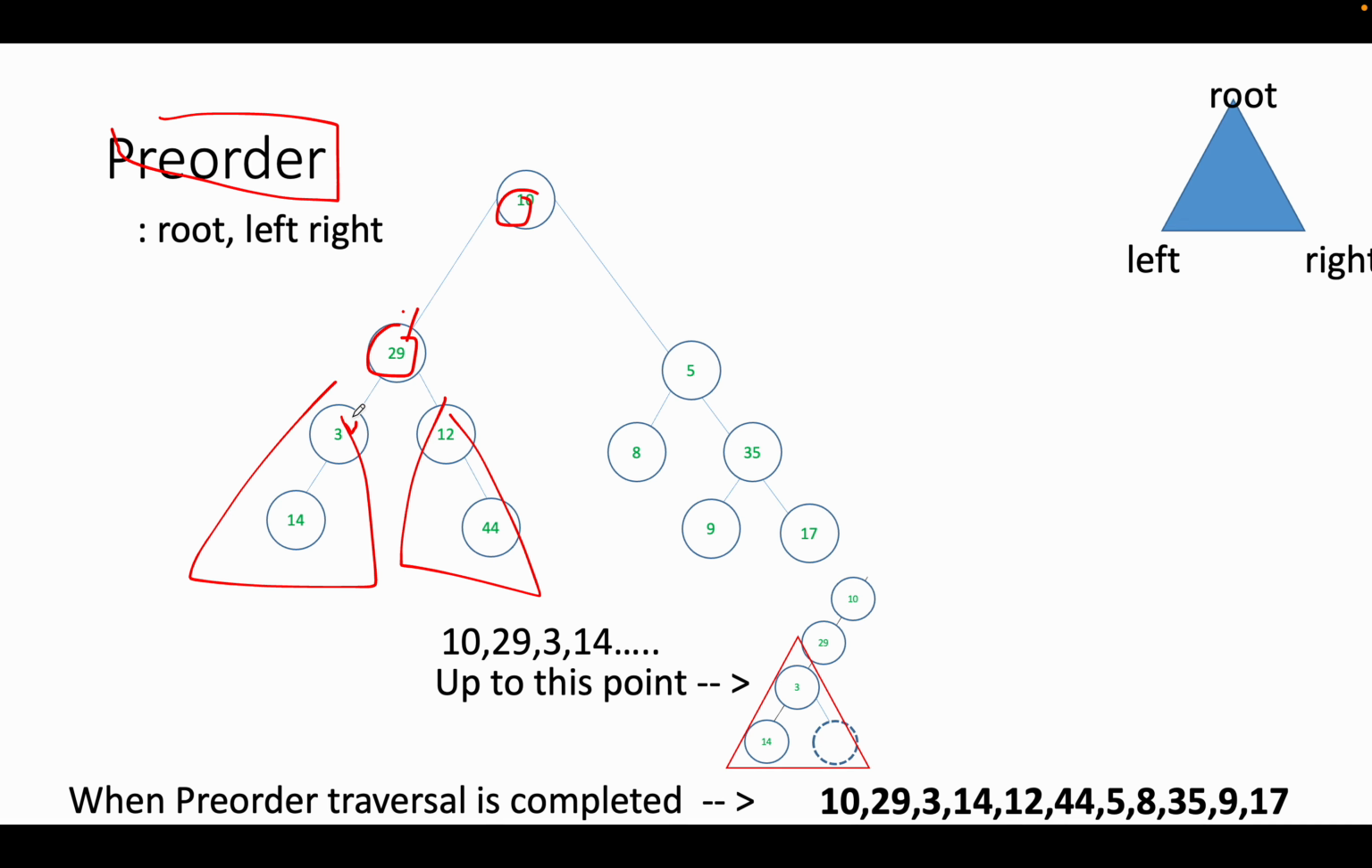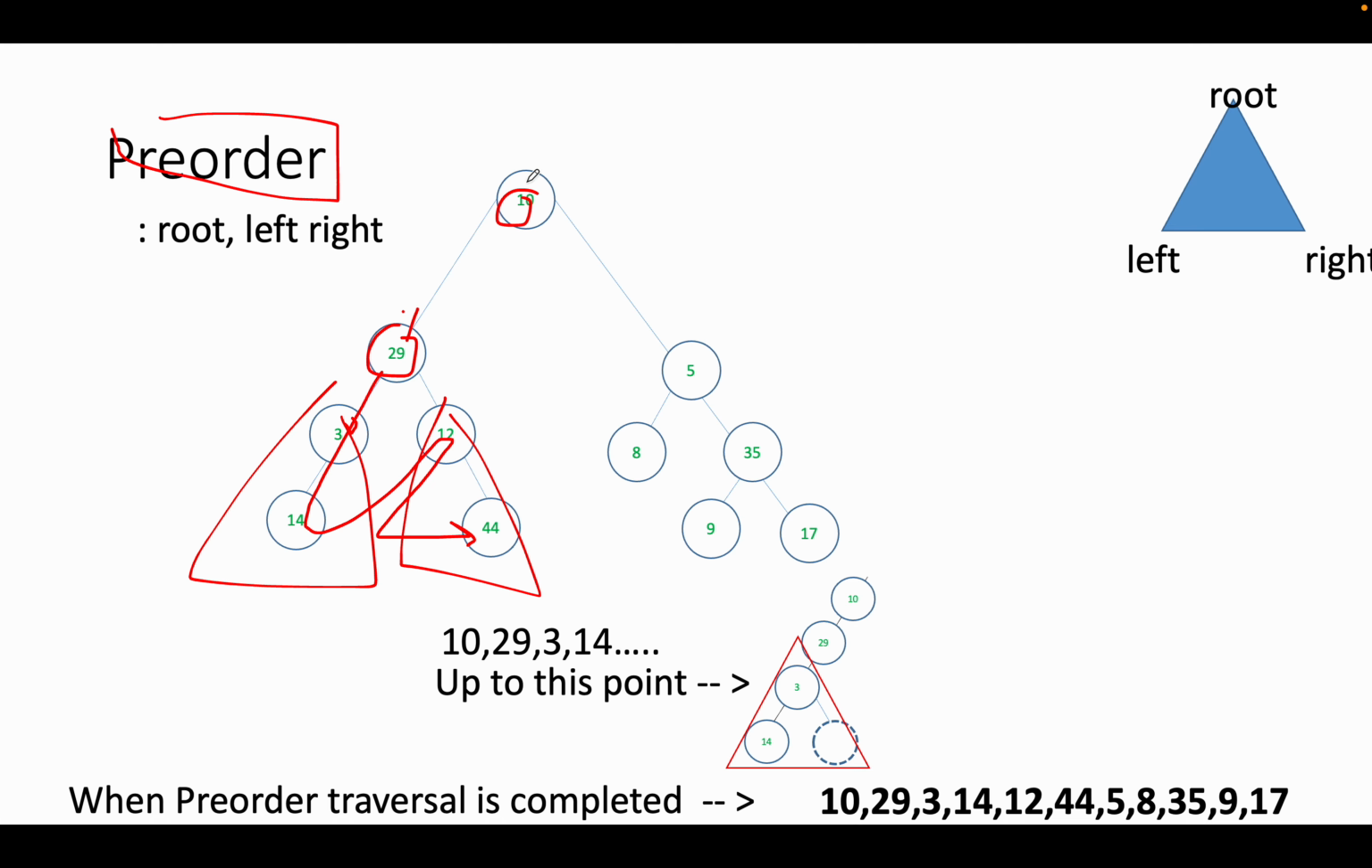Root, so it starts with 3, and left is 14, and right is a blank value. Then root, left, and going to the right, 12. So we're coming like this. And going to this one, supposed to be the left and right here. So it will be 10, 29, 3, 14, 12, and 44.